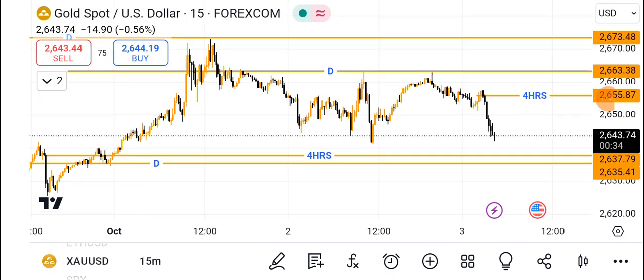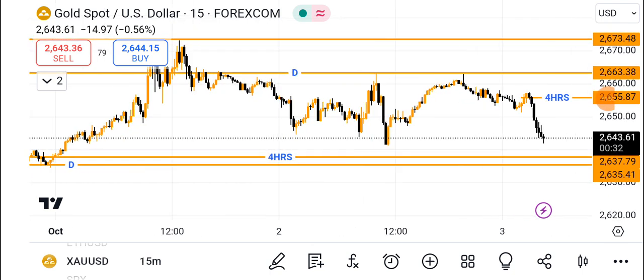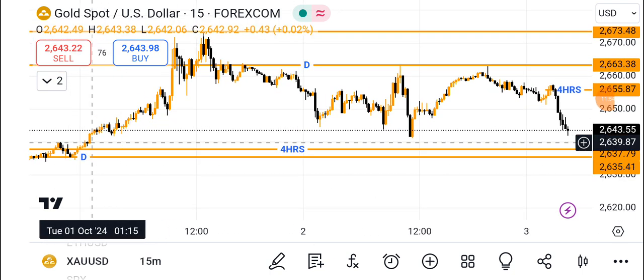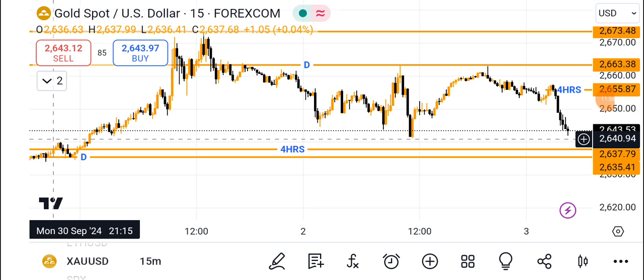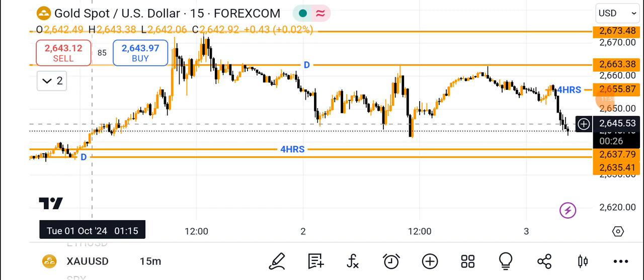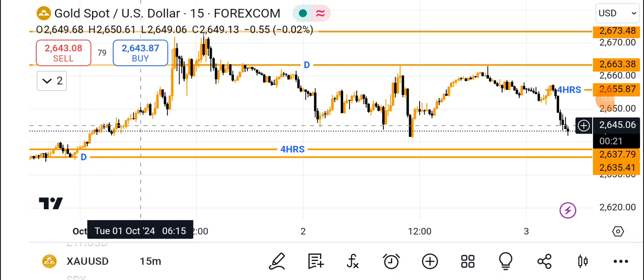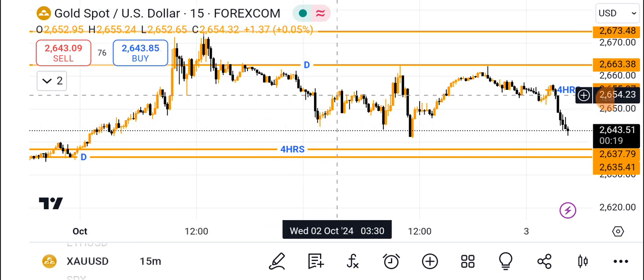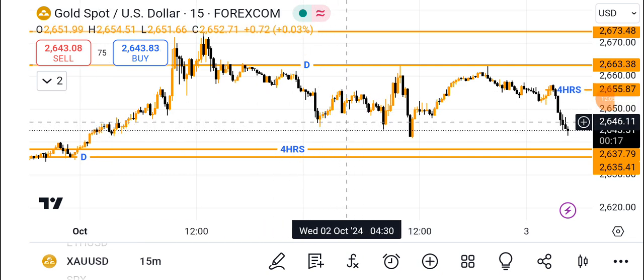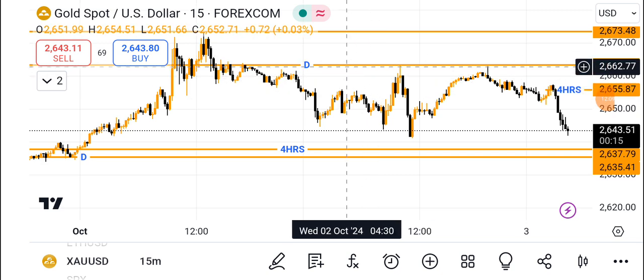So you can see, if I'm to say that rejection over the cost because of this block here. So you see the rejection here. This block in 15 minutes, you see how it sent price, pushed price higher. It came back again to that same block and it pushed price higher to a daily high.